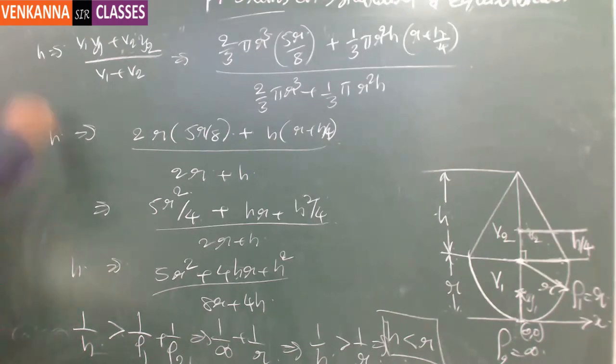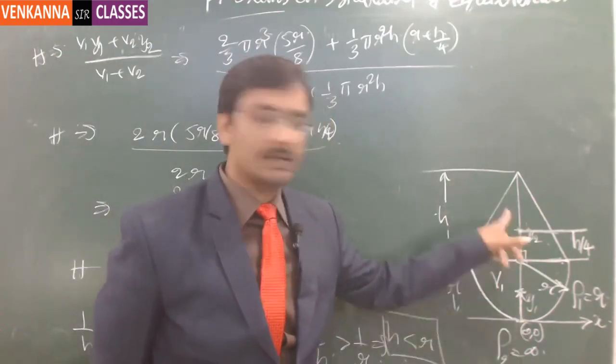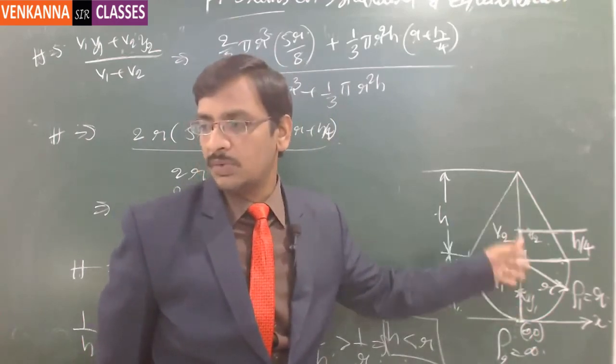Don't get confused with this H. I call this capital H. This H is different and the other h is different. This H is the center of gravity of the complete body from this particular point. That is capital H, and small h is the cone height.